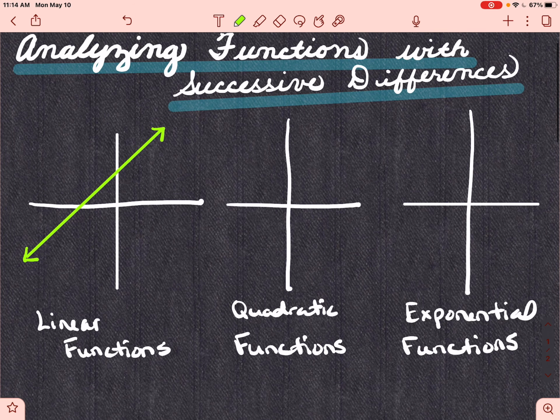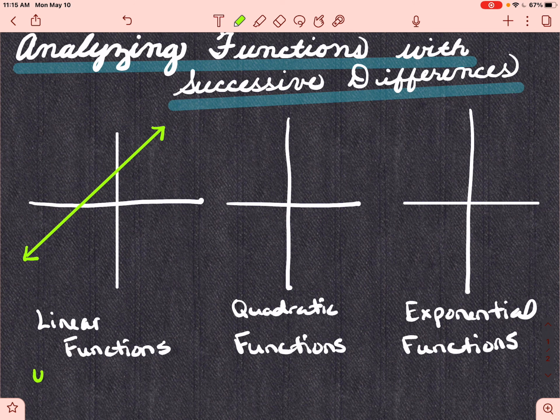And their equations, if you will remember, look something like y equals mx plus b, where the b number tells us where we are crossing the y-axis, and the m number tells us our slope.